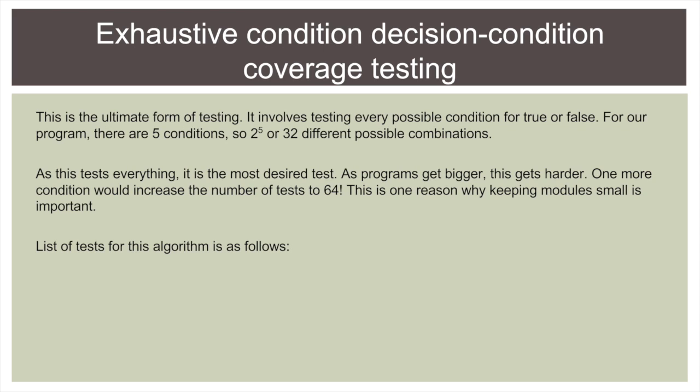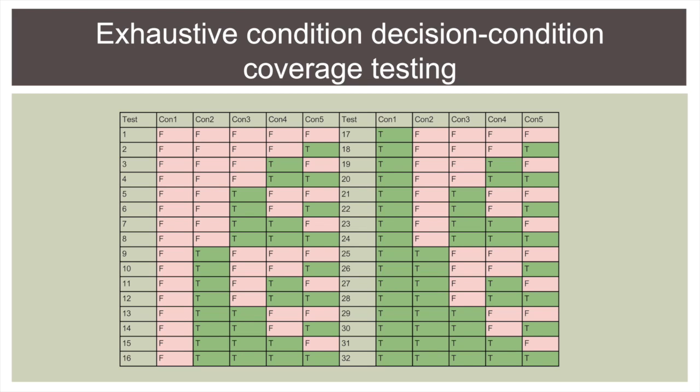However, as programs get bigger, this gets harder. If we add one more condition, we double the number of possible combinations to 64, and therefore the number of tests that we need to run. So it's really, really important we keep the module small. Okay, here is the list of tests. As you can see, there's 32 tests and all the different combinations of false and true that we have. So it's quite large to test this amount of data.